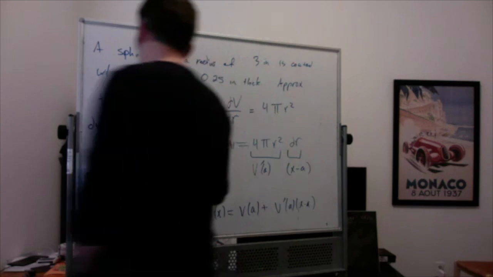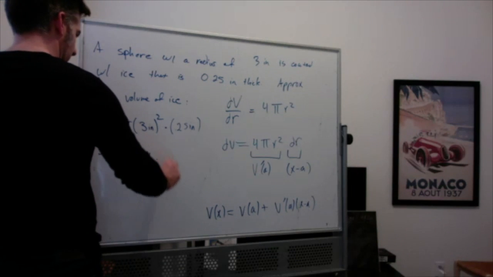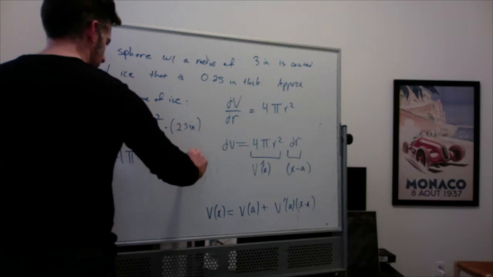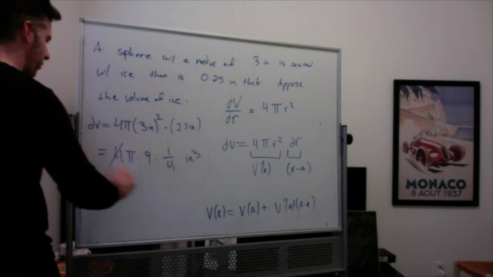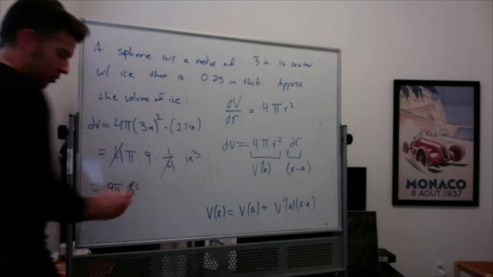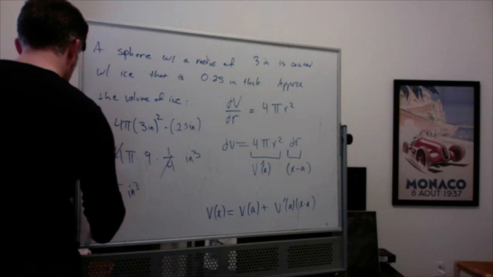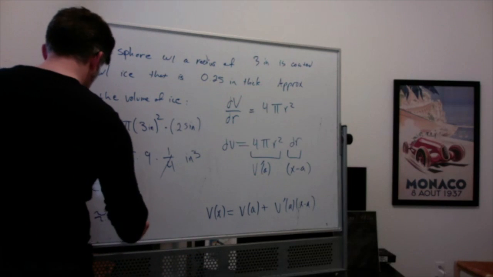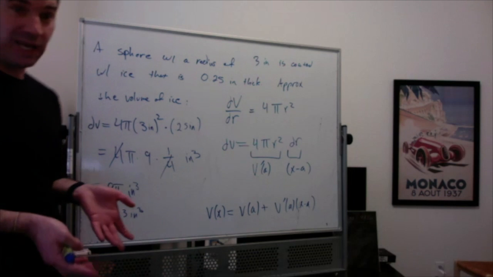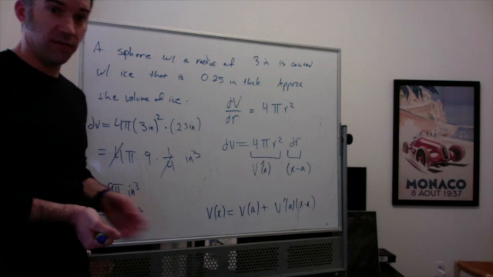So I end up with 4 pi times 9 times 1/4 cubic inches. The 4's cancel. You get 9 pi cubic inches, which is 9 pi is about 28.3. So certainly not the same as 30.7, but not so far off that it's an unreasonable estimate of the amount of ice.